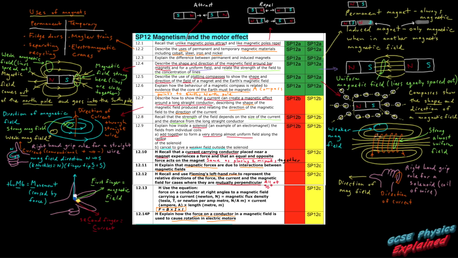So the current's going from the front of the screen to the back of the screen, front of the screen to the back of the screen. Well, you can see these fingers are coming from the front down to the back. But it's only worth 1 mark, so you'll not need to know that.